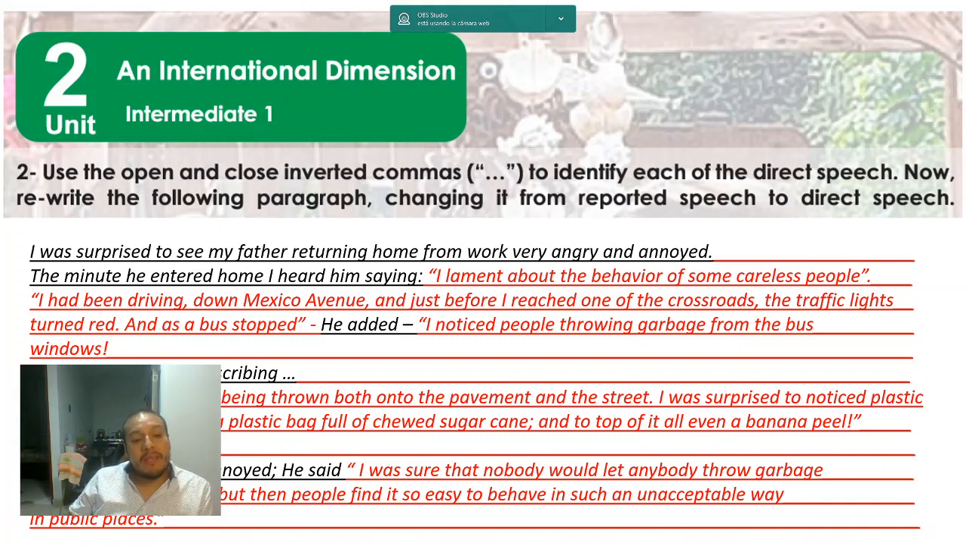Continue. And then he started describing. "I saw all sorts of things being thrown both onto the pavement and the street. I was surprised to notice plastic bottles, chewing gum, a plastic bag full of chewed sugar cane, and to top it all, even a banana peel," he added. My father was really annoyed. He said, "I was sure that nobody would let anybody throw garbage behind their own door. But then people find it so easy to behave in such an unacceptable way in public places."